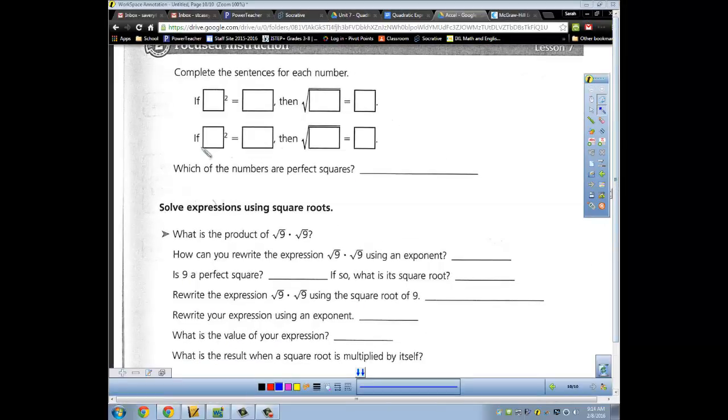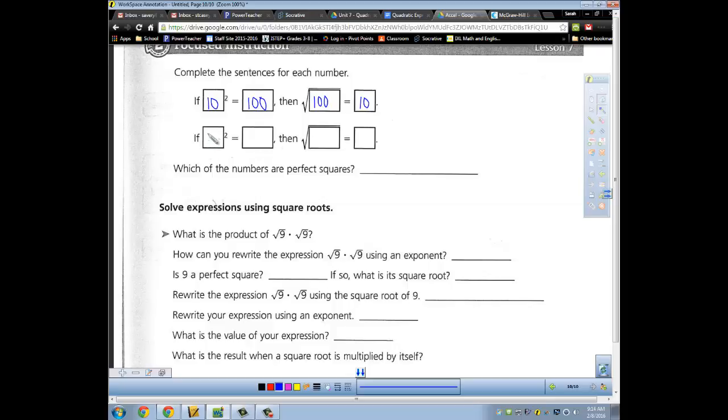On page 59 it says complete the sentences for each number. Now we're going to actually use the numbers from the previous page, so my 10 and 10 and my 20 and 20. So if 10 squared is 100, then the square root of 100 would be 10. So you just take your answer from when you squared it, that's going to be on the inside, and since 10 times 10 was 100, the square root of 100 is 10.